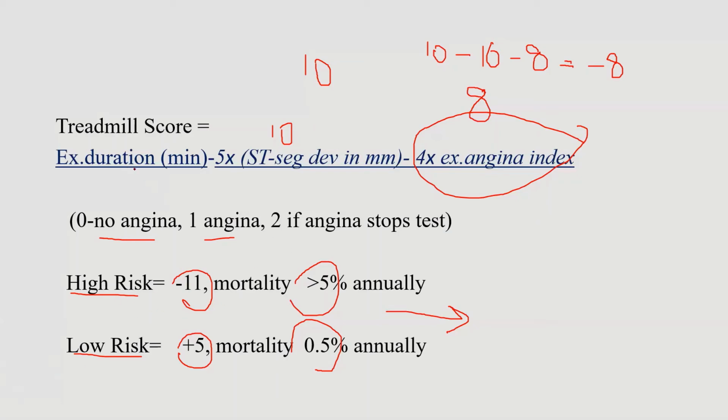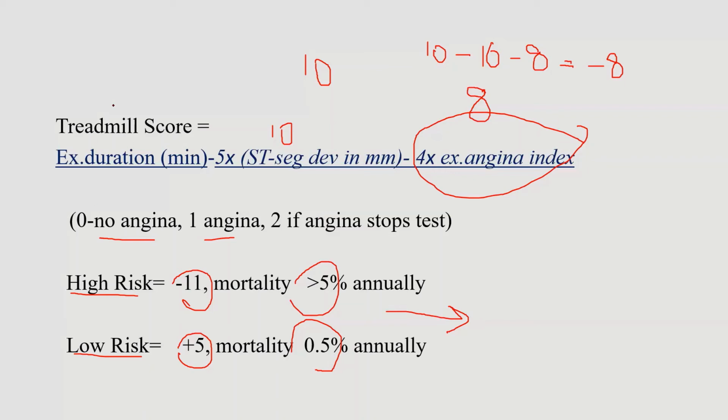Now if I ask you which one of these 3 is the most important, and this is a common question in the exam, what is the most prognostic measure in exercise testing? Patient symptom? No. Angina index? No. ST segment deviation? No. These are all prognostic, but the most important prognostic is duration of exercise, how much the patient exercises.